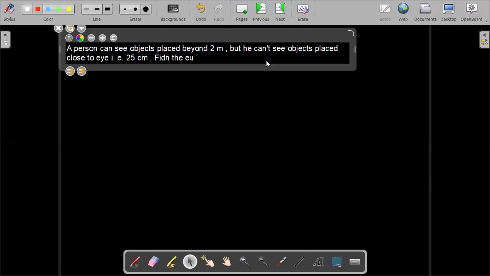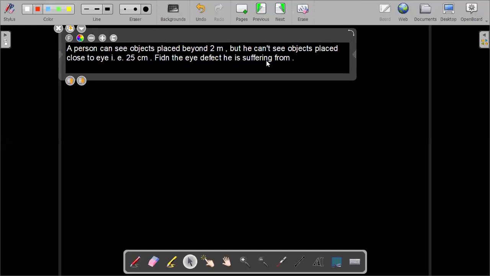Find the eye defect. Which eye defect is he suffering from? Hypermetropia, sir. Okay, so what is the type of the corrective lens? Concave or convex? Convex. So what type of lens is required?